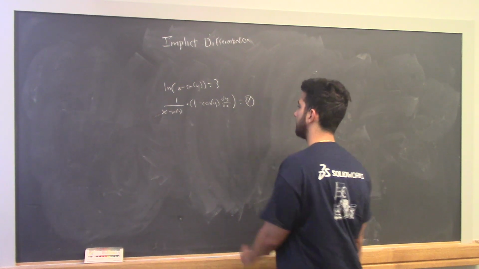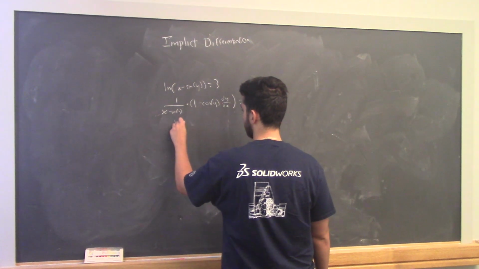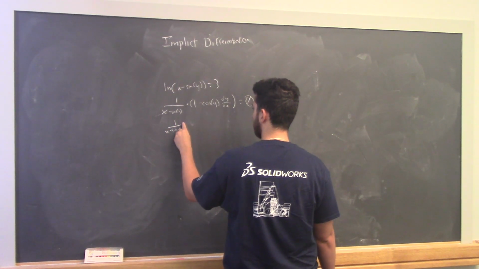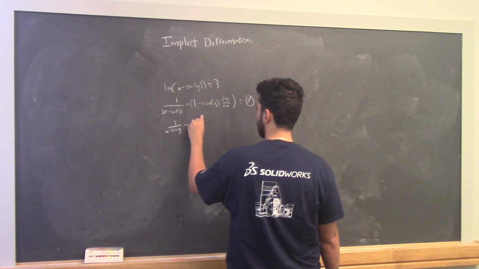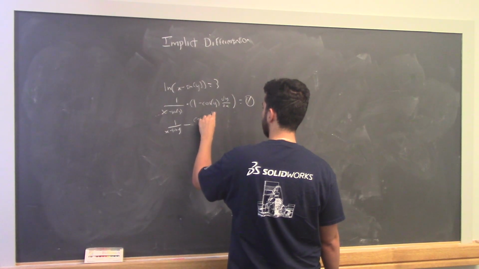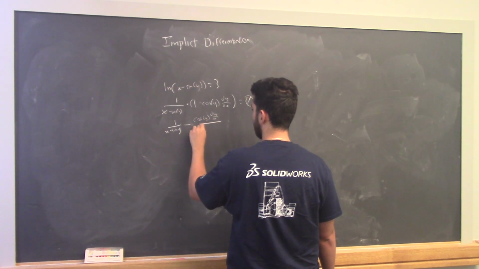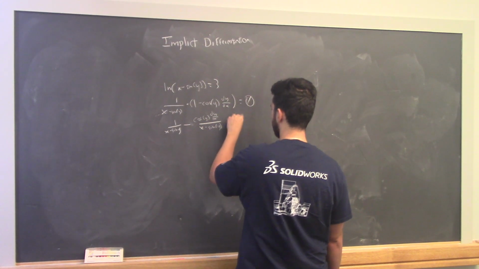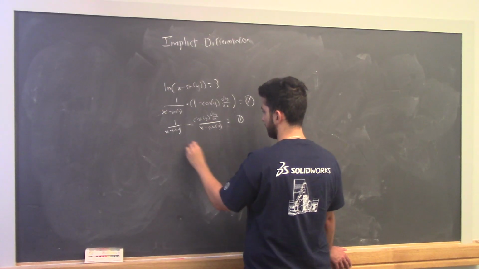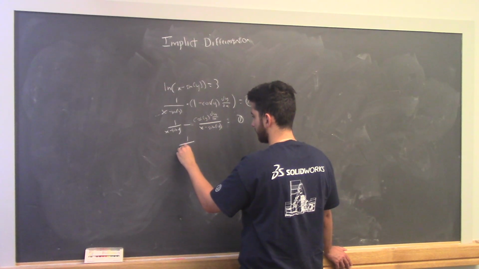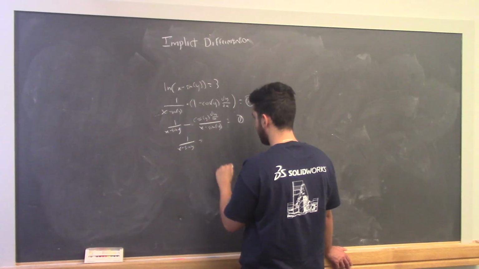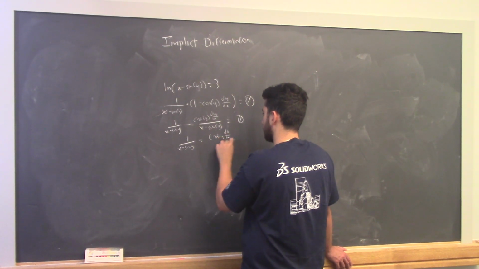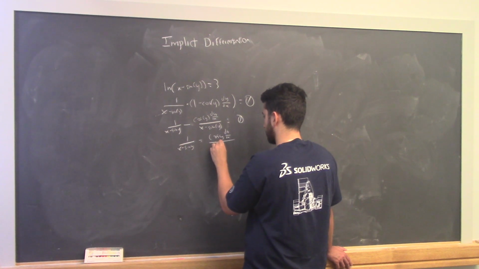We have to distribute. Well, 1 times this is just this. So we're going to have 1 over x minus sine of y, right, minus cosine of y dy/dx over x minus sine of y equals 0. We're going to add this over. We get 1 over x minus sine of y equals cosine of y dy/dx over x minus sine of y.